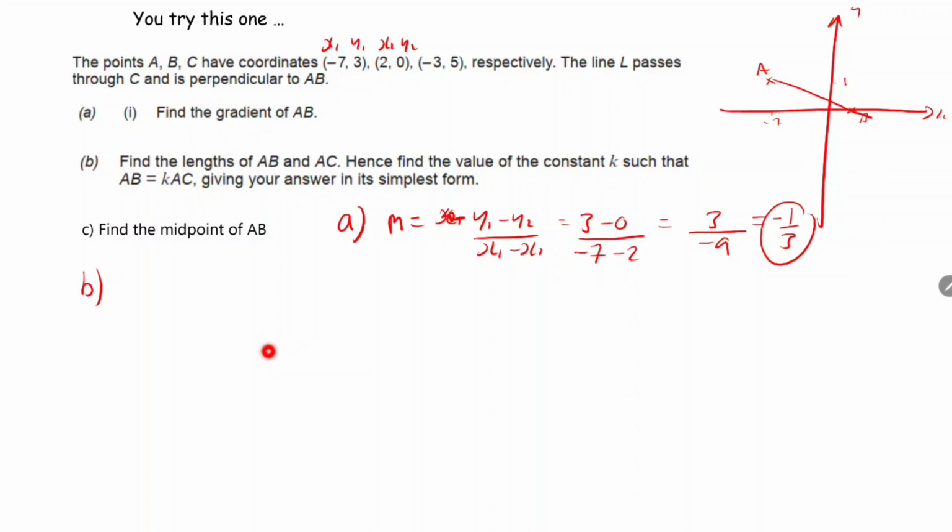Then part B. Find the lengths of AB and AC. Hence find the value of the constant K such that AB equals K AC. Give your answer in its simplest form.